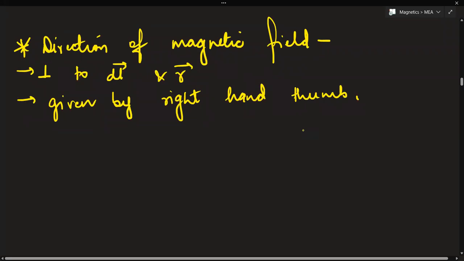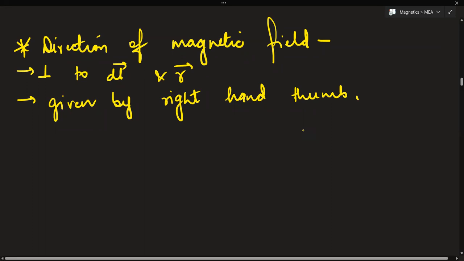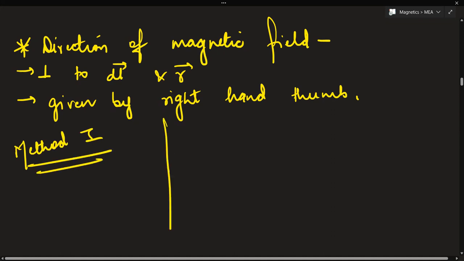Like your forefinger represents this in some rule, and that represents something else in another rule. Right thumb is representing something, left thumb is representing something. So that becomes confusing. That's why I'm preferring the right hand thumb rule. So let's discuss two methods for it.